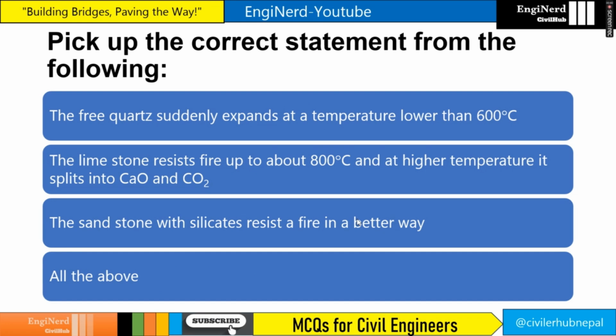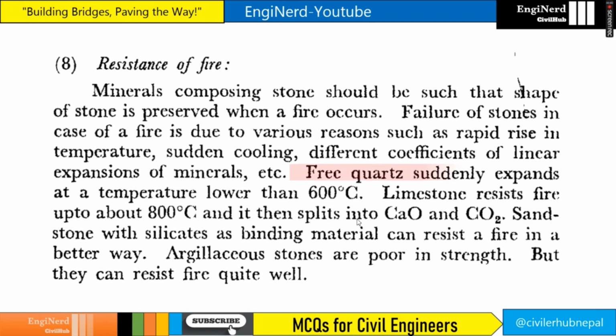Pick up the correct statement from the following. The free quartz suddenly expands at a temperature lower than 600 degrees Celsius. The limestone resists fire up to about 800 degrees Celsius; at higher temperature, it splits into CaO and CO2. The sandstone with silicate resists fire in a better way. All of the above. The answer is all of the above, right?